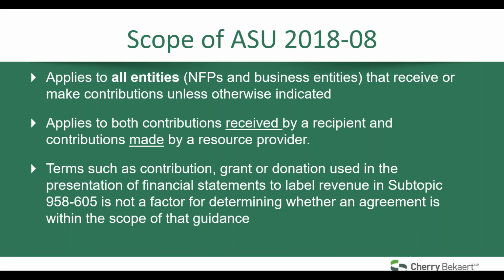All right. So it applies to both contributions that are received by a recipient and contributions that are made by a resource provider. So if you are a not-for-profit that receives or makes contributions, the standard applies to you. One of the things to point out here is that when you look through the guidance, it doesn't matter if you call something a contribution, a grant, a donation, whatever lingo your not-for-profit uses, it does not mean that you get excluded from the standard. All of these types of revenue will fall under ASU 2018-08.